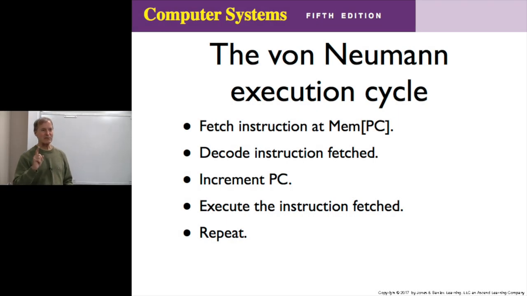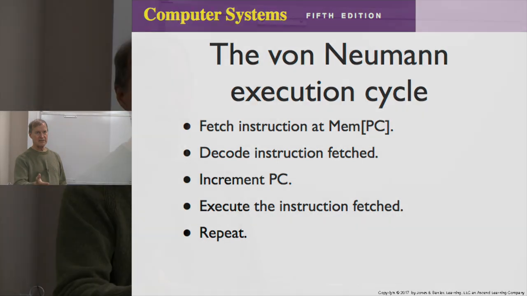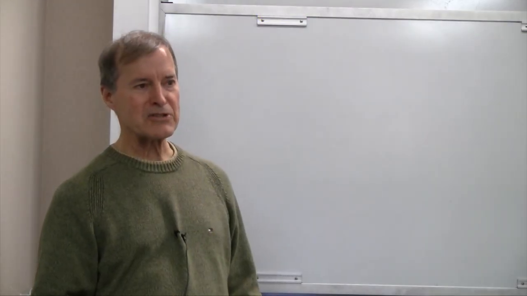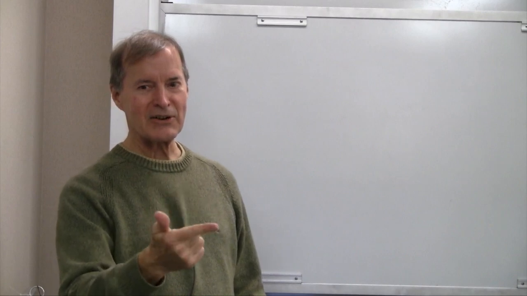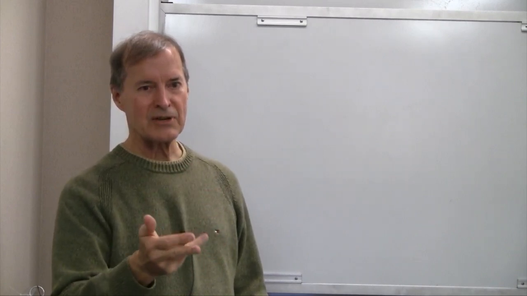And here is the von Neumann cycle. So every computer chip works this way. Every commercial computer chip works this way. Every chip has a von Neumann cycle. And this you have to memorize. All right? I might ask you, what are the steps of the von Neumann cycle? And here they are. Let me just reel them off. Fetch, decode, increment, execute, repeat. If you remember nothing from this course, remember fetch, decode, increment, execute, and repeat.